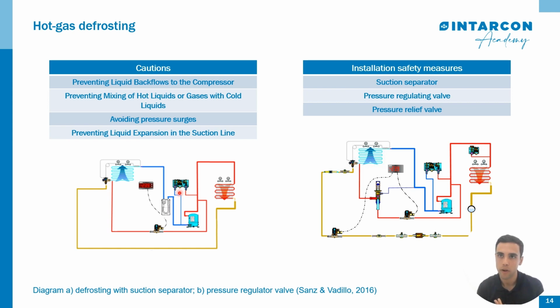Suction pressure regulating valve. Control the hot gas injection to ensure that the suction pressure does not exceed the set value, avoiding thermal overload of the compressor. Or a suction pressure limiting valve protects the compressor from thermal overload.